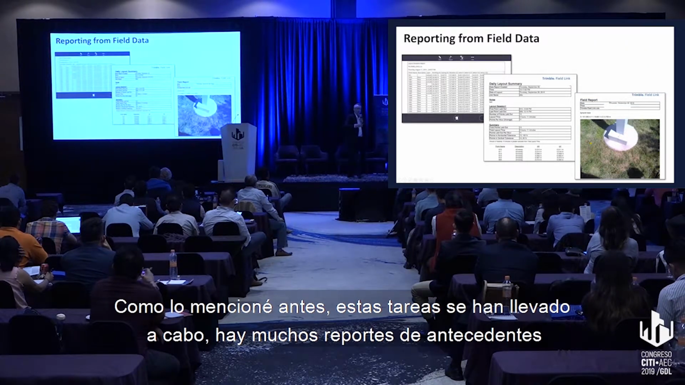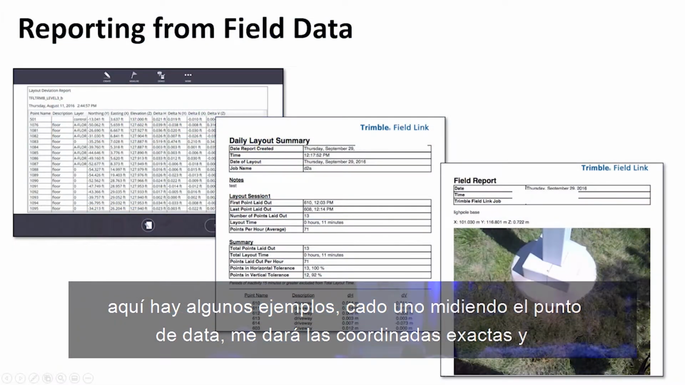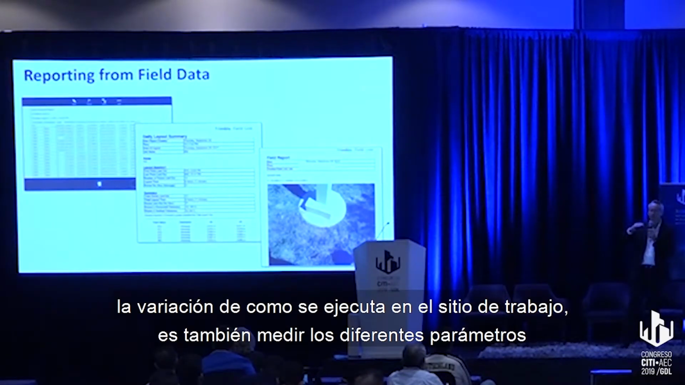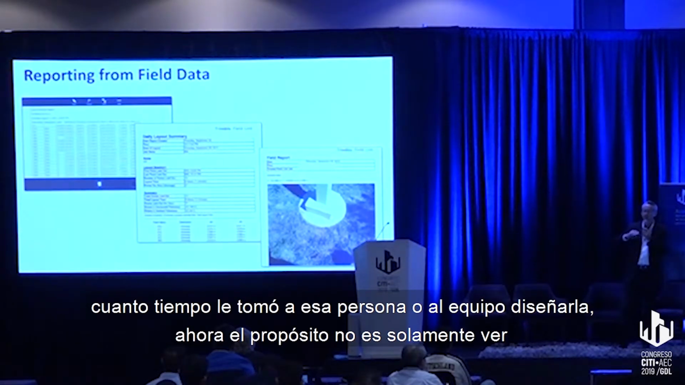As I mentioned before, as all these tasks are being carried out, there's lots of reporting done in the background. So here's some examples of measuring each data point. It's giving me the exact coordinate and also the variation of where that was executed on the job site. It's also measuring different parameters of what is taking place. So it marks the time of every single element that's being laid out. It tells me how long it took for that person or the crew to lay it out.